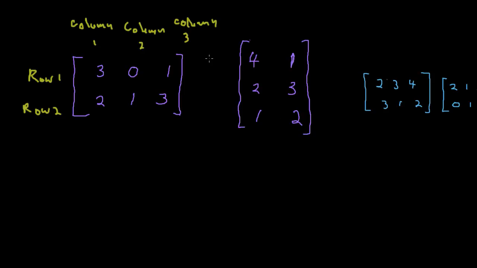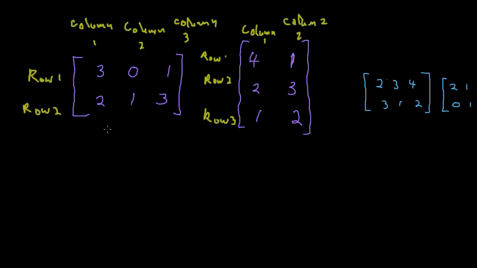The second matrix has three rows. Here's the first row. Remember, they're horizontal. There's row 1, there is row 2, and finally row 3. But it only has two columns. Column 1, and they're vertical. Column 1 and column 2.